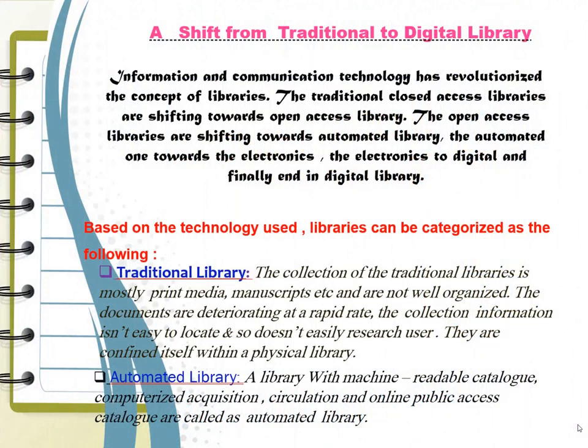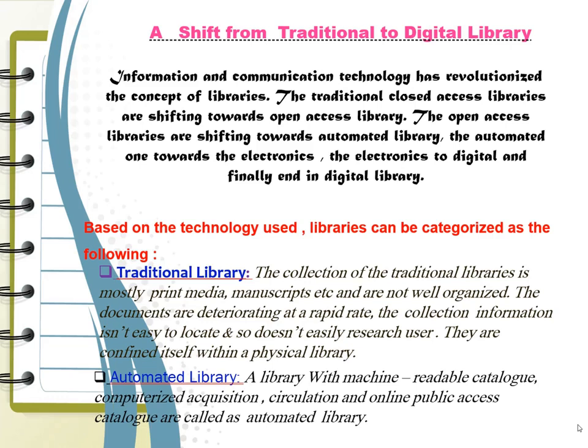Information and communication technology, shortly addressed as ICT, has revolutionized the concept of libraries. Traditional closed access libraries are shifting towards open access libraries. The open access libraries are shifting towards automated libraries, the automated ones towards the electronic library, and the electronic ones to the digital, and finally digital library. So there is a continuous shift that is happening from traditional libraries to digital libraries. Based on the technology used, libraries can be categorized as the following.